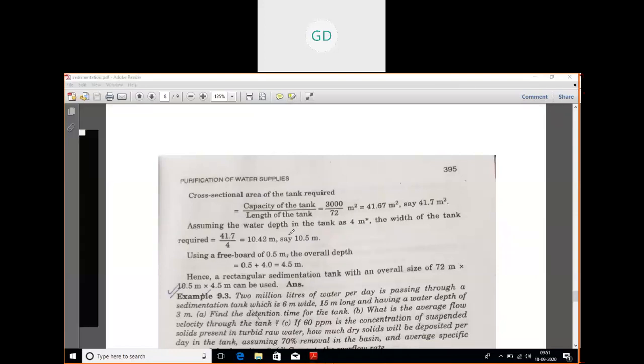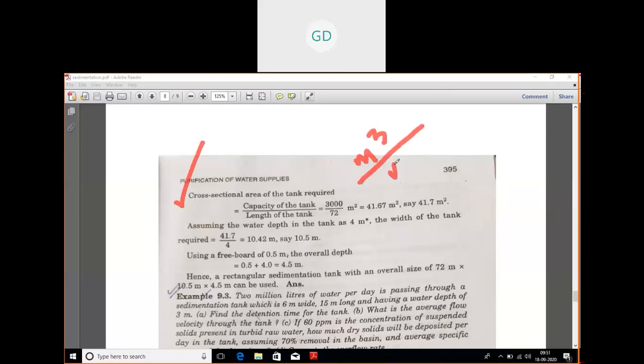So what is the cross sectional area formula? It is the capacity of the tank divided by the length of the tank. Since the capacity is in meter cube and the length is in meter, if you cancel both, you will get the area unit, which is meter square. That's why we are dividing the capacity by length. If you divide both, you will get 41.7 meter square.